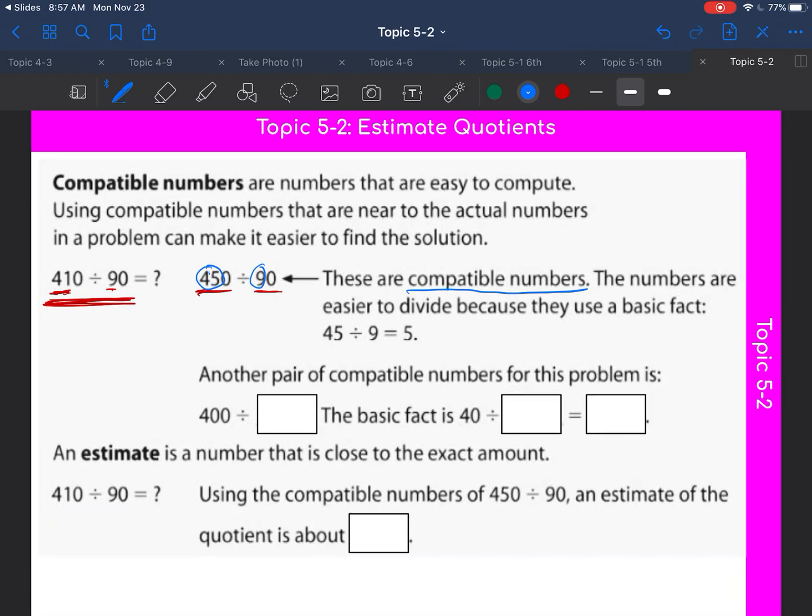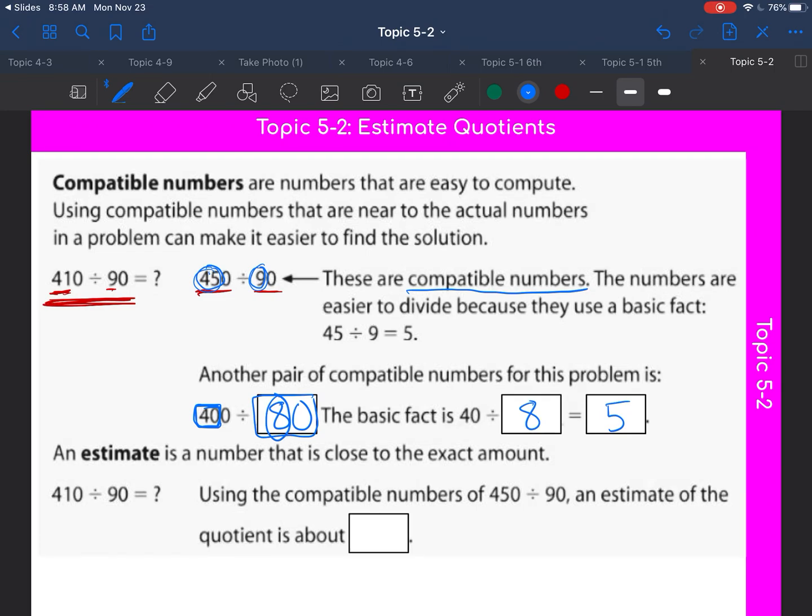Another pair of compatible numbers for this problem, instead of doing 45 divided by 9, you can do 40, or 400 divided by what? What could we put in this box? Well, if I think about my basic fact, I could do 400 divided by 80, because a basic fact that I see is 40 divided by 8, because 40 divided by 8 is 5. Now, those are using compatible numbers.